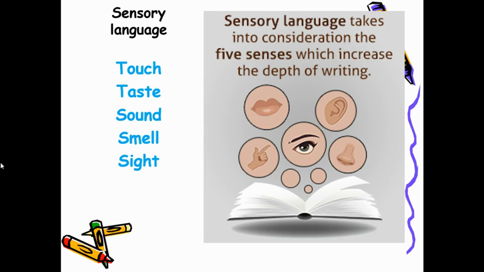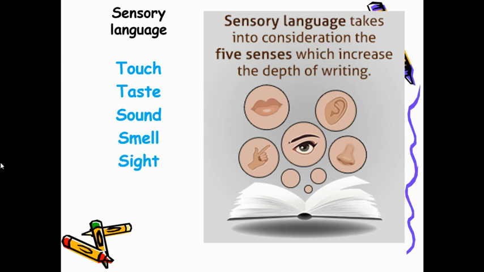In your interactive notebook, you should make note of these senses in the notes/activity section: touch, taste, sound, smell, and sight. Sensory language takes into consideration the 5 senses, which increase the depth of writing. Please write down that definition into your interactive notebooks also. Try and think of an adjective you might be able to use to describe each of these. Remember, an adjective is a word that describes a noun.